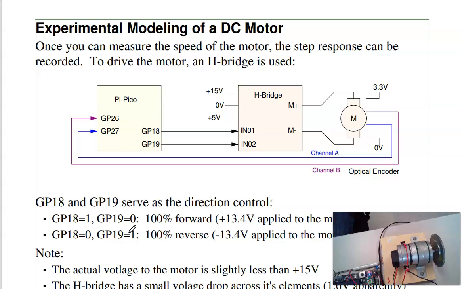Okay, so now that I can measure speed, I can take a step response and experimentally find out what the transfer function of the stepper motor is. So to do that, I'm going to have the Pi Pico outputting 2 PWM signals. That'll go into an H bridge and control the voltage out from 0 to 100% forward and reverse. I'm applying 15 volts in. That gives me 13.4 volts out as measured on a voltmeter. That goes to the motor. The optical encoder then comes into the Pi Pico, and with that I can measure speed and angle.